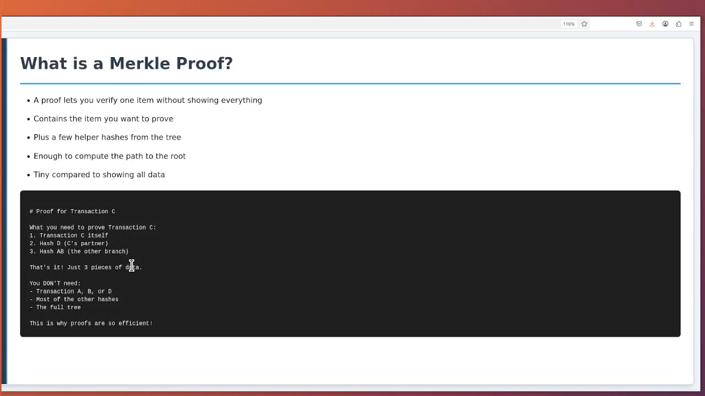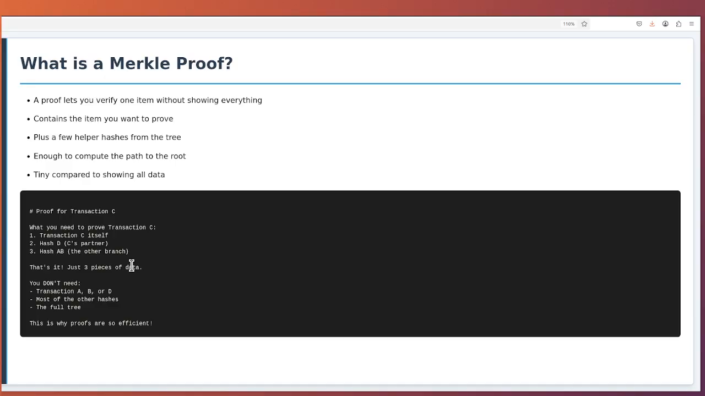What is a proof? Now let's understand what a Merkle proof actually is. This is the key to efficient verification. Suppose you want to prove that you have transaction C from our 4 transaction example. You need to show me that transaction C, when properly combined with other hashes, produces the root hash I already trust. The proof consists of the transaction itself plus a few helper hashes. For transaction C, you need hash D, C's partner, and hash AB, the combined hash of A and B. That's it, just transaction C, hash D, and hash AB.